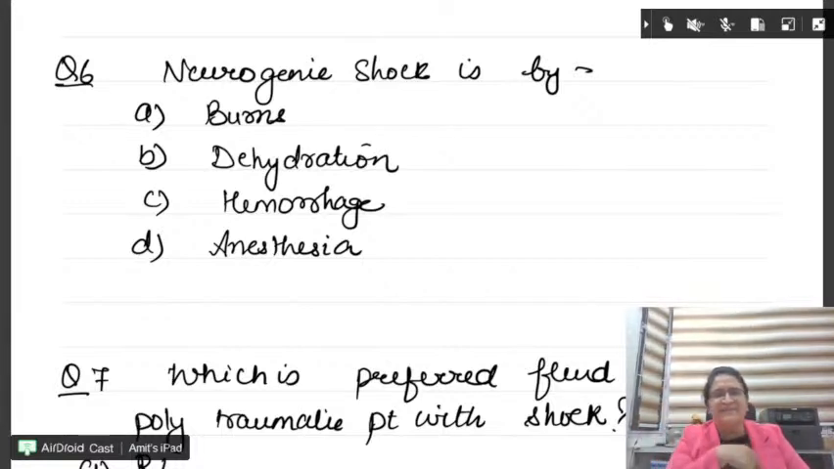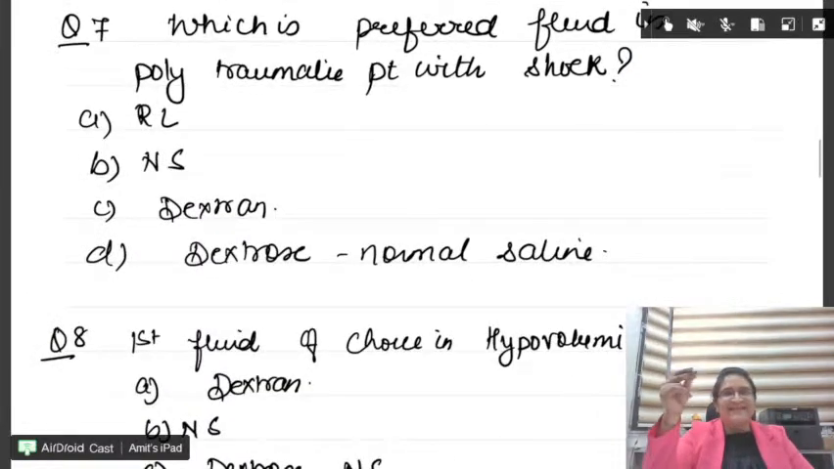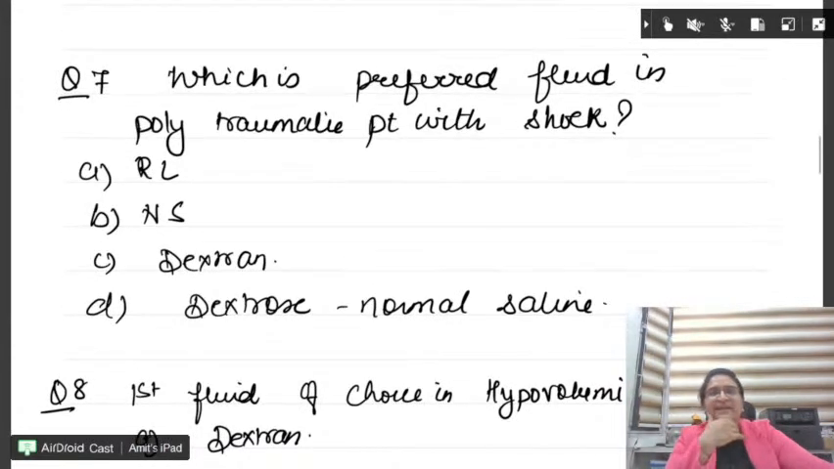Next, neurogenic shock is by. Some confusion will be there in question number 6, but I have just discussed it. Question number 6. Burns, dehydration, hemorrhage, anesthesia. Quick hona chahiye beta. Quiz ka meaning hai quick. Which is the preferred fluid in a polytraumatic patient with shock? I know you know it. RL is ringer lactate, NS is normal saline, dextran, dextrose.